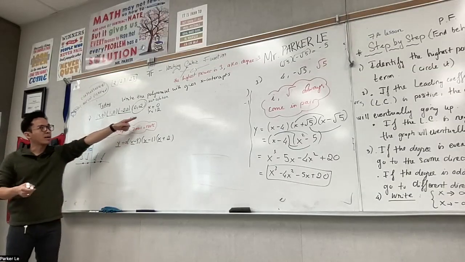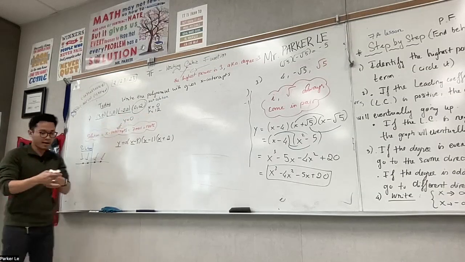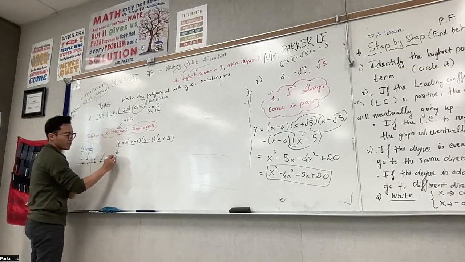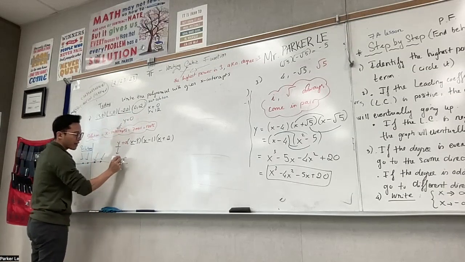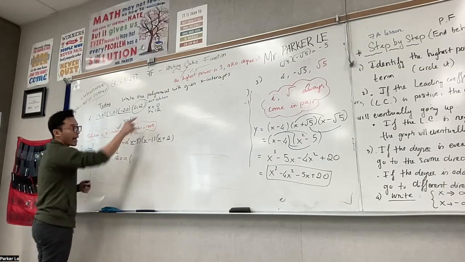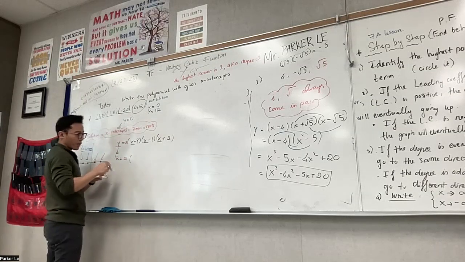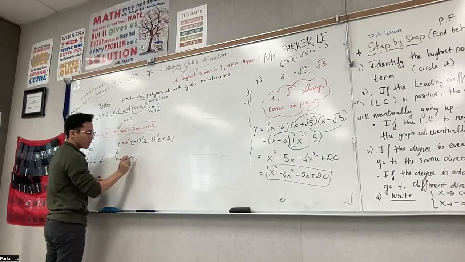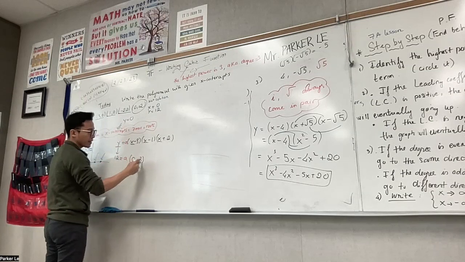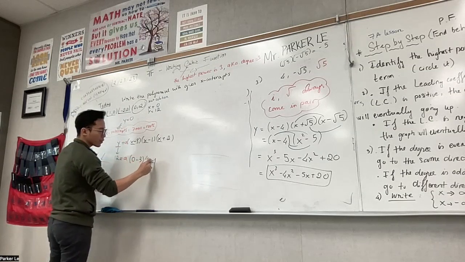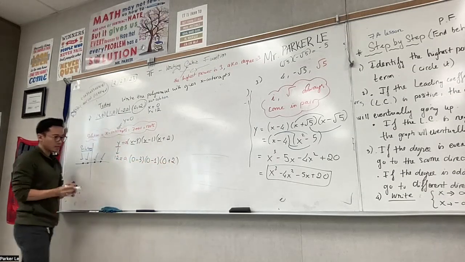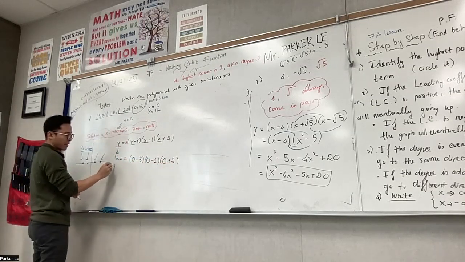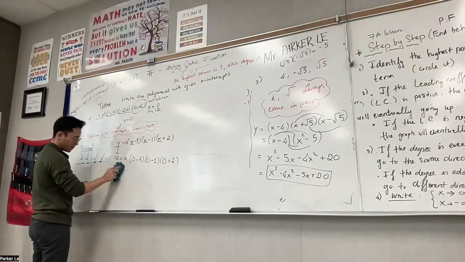I'm gonna plug in y equal to 12. A is what I need to find, so keep it the same. x is 0, right? So 0 minus 3, 0 minus 1, 0 plus 2. Now you're gonna find A from here. So 12. Let me make it consistent with the color.